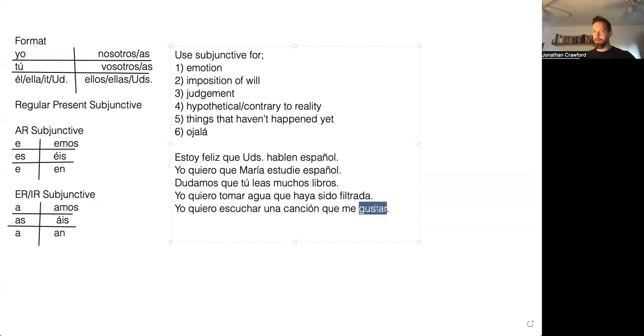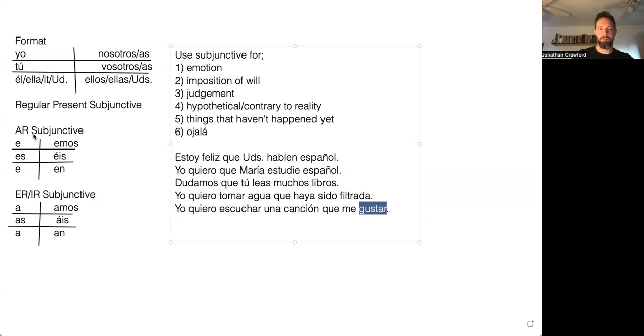So the song pleases me. It pleases. Gustar is an AR verb. I please would be yo gusto. You please in the tú form would be tú gustas. And then it pleases would be gusta, because it would just be gusta. It's the lower left hand.